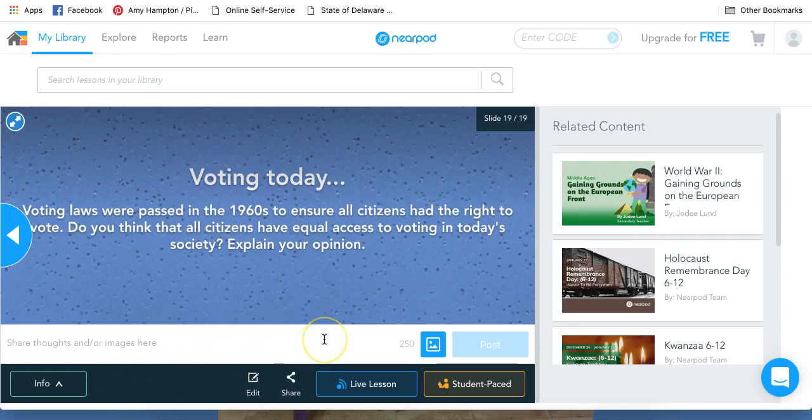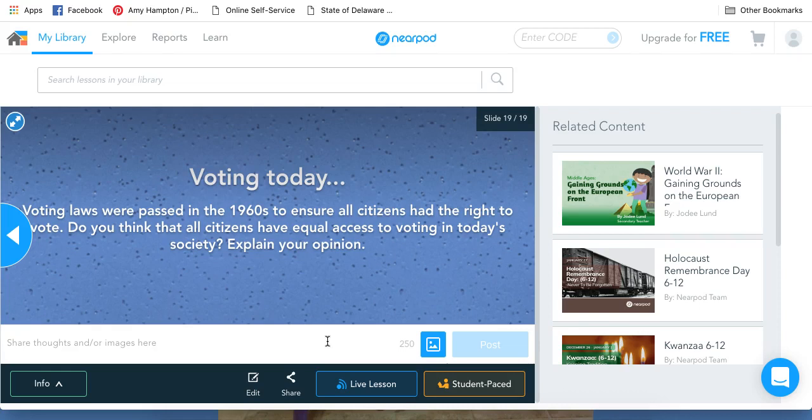Explain your opinion. So they only have 250 characters, which is good because some students will get too wordy and will talk around the subject and not really get to the meat of it. But it's a nice kind of exit ticket way to check their understanding of the lesson. See if the next day or the next time I see them, I need to go back if we need to revisit anything.